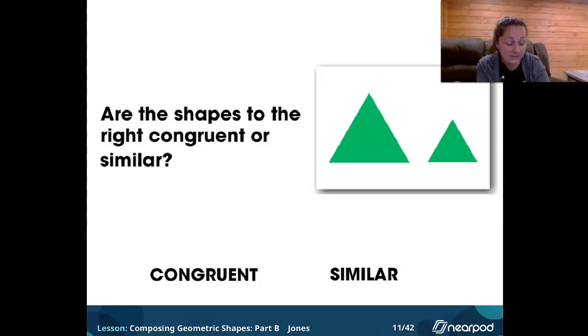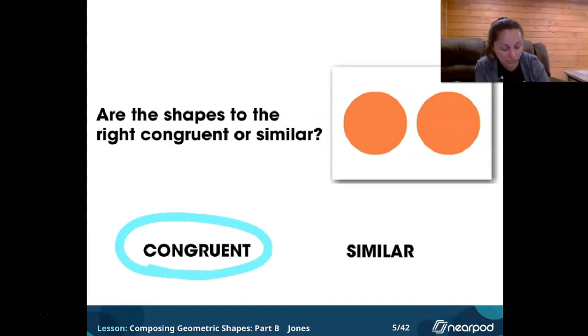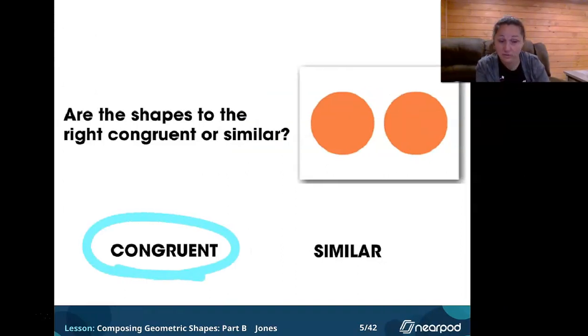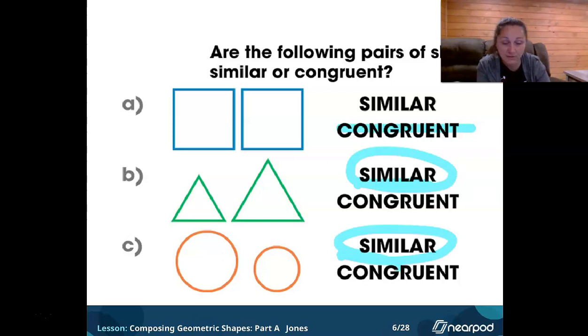Similar means that they are the same, but a different size. So these two shapes are what? Similar. Then we have these two shapes. They look the exact same. They are congruent. Yes, we learned that. So looking at these guys, my 2 squares, of course, you are congruent. My 2 triangles, similar. And my 2 circles, similar. They are not the exact same.